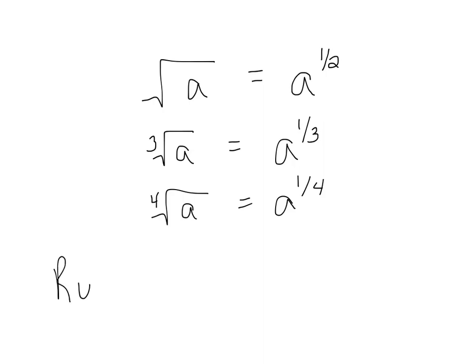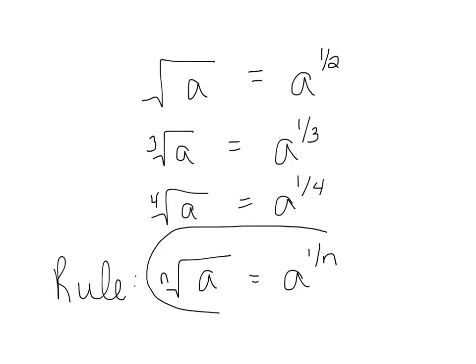So here's the rule, and this is the part you're going to want to make sure you write down. For whatever your index is, whatever root you're taking of a, you're going to write that as a to the 1 over your index power. This is for any integer greater than 1. So here's your rule. Make sure you write that down.